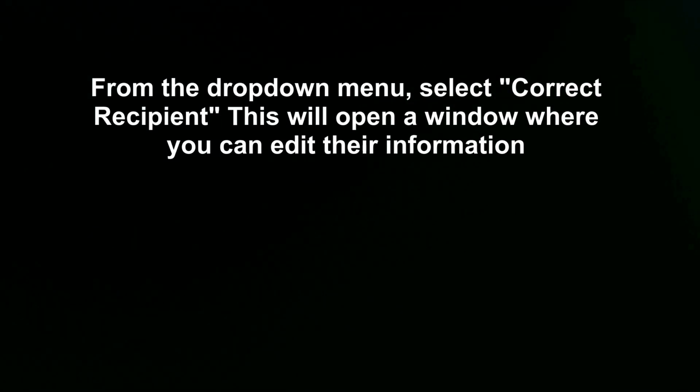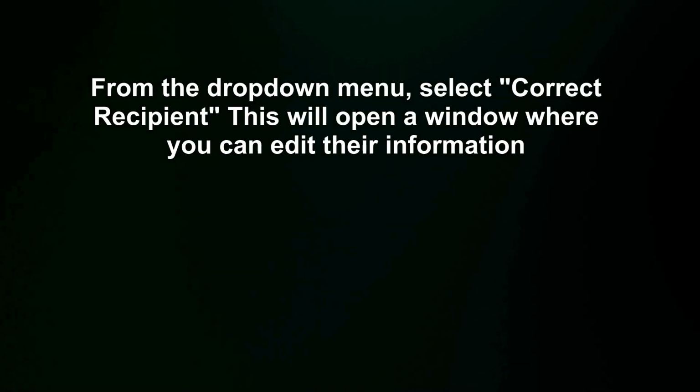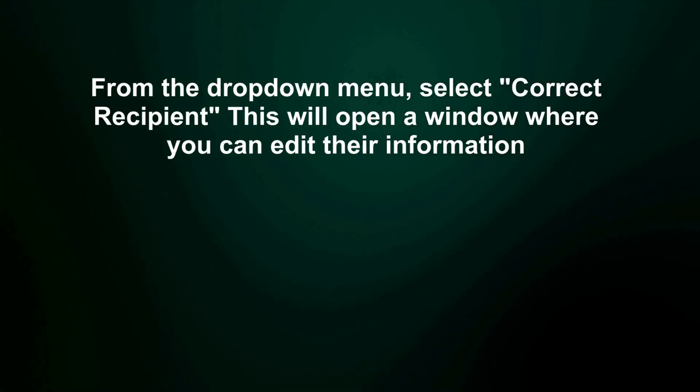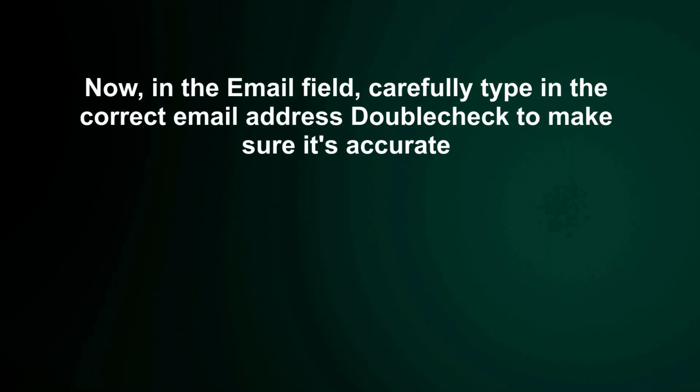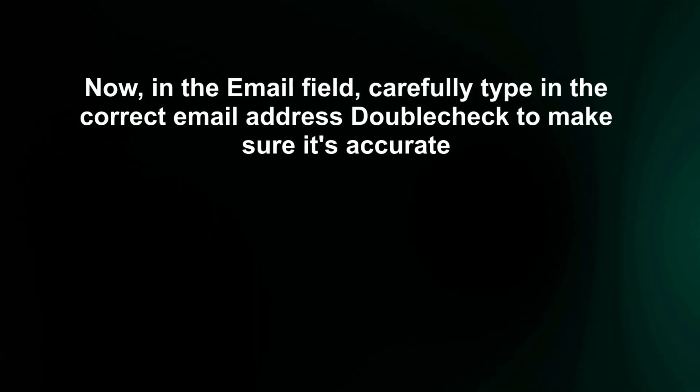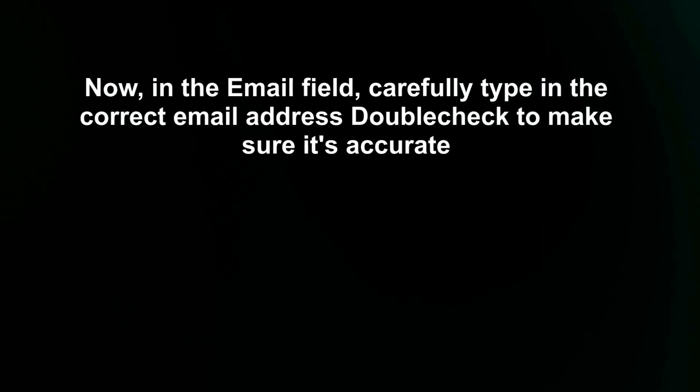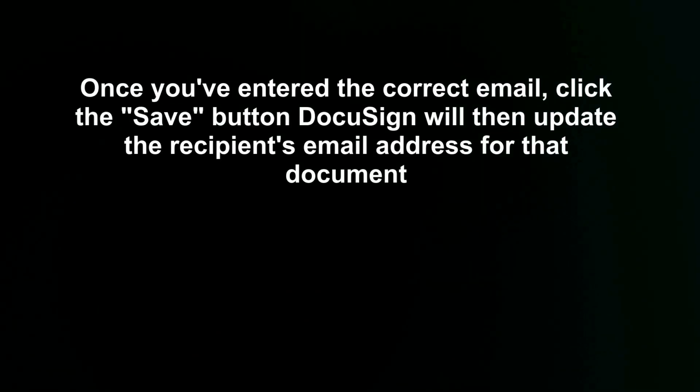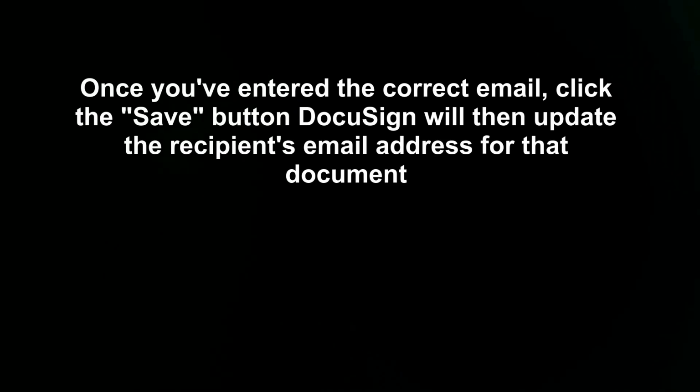From the drop-down menu, select Correct Recipient. This will open a window where you can edit their information. Now, in the email field, carefully type in the correct email address. Double-check to make sure it's accurate. Once you've entered the correct email, click the Save button.